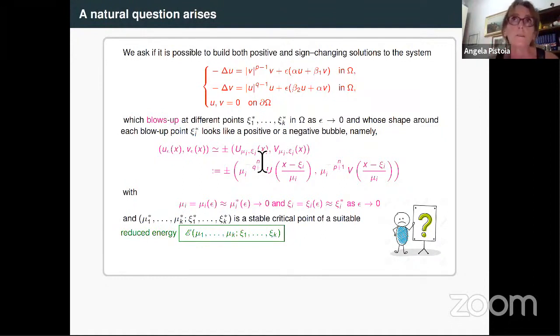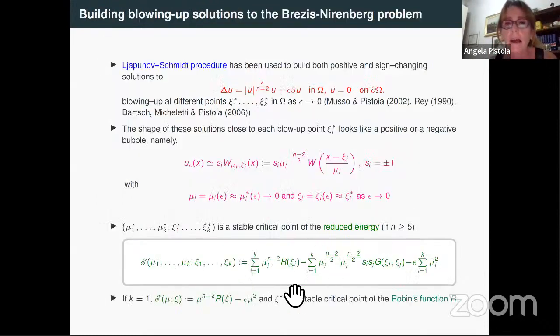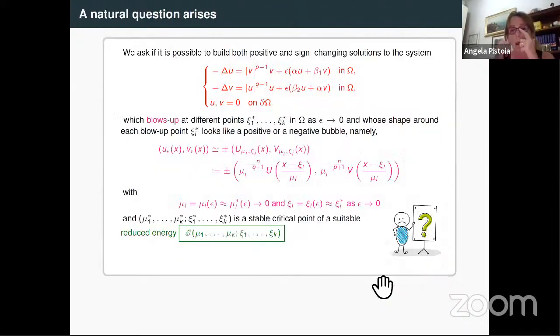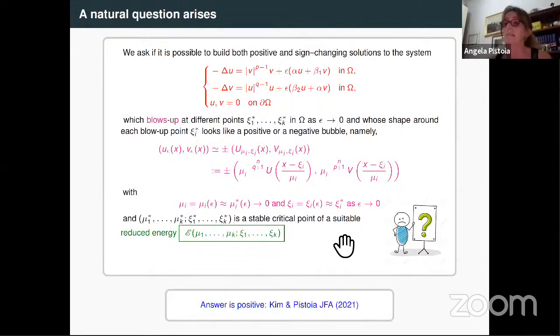And what did I do for the single equation? If you remember here, I pointed out a reduced energy. So I asked if it is possible to find a reduced energy whose critical points produce a solution to the system. This is what I want to do. And the answer is yes, it is possible. It is painful, but it is possible. And this was done in collaboration with Shan-Suk Kim from the Nankai University in South Korea.